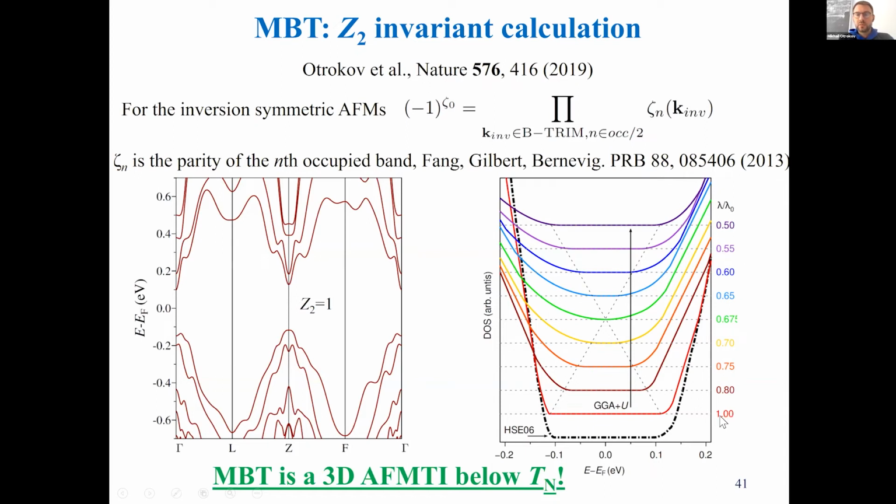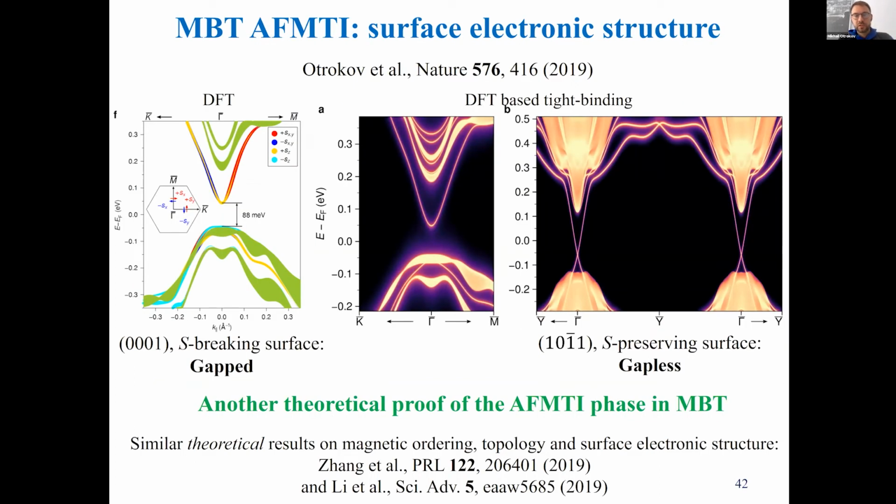Here at 100% we have the band gap of about 220, which gets smaller and smaller and smaller until it closes at 67.5%, sorry, and then it reopens back in the trivial non-inverted regime. So yes, this material is antiferromagnetic 3D TI below T_N, and therefore its surfaces should host termination-dependent topological surface states.